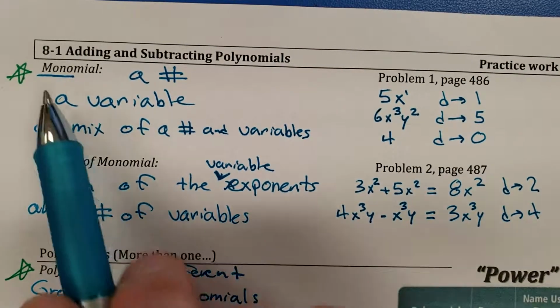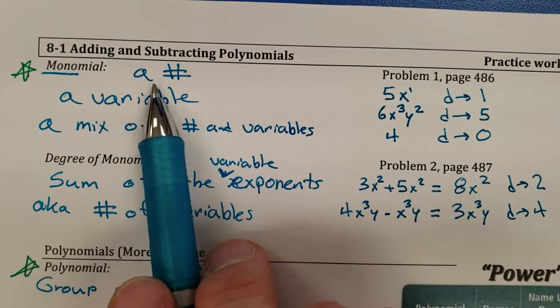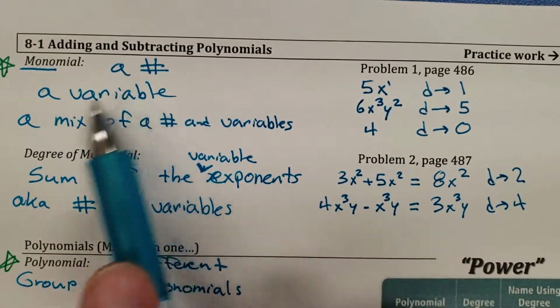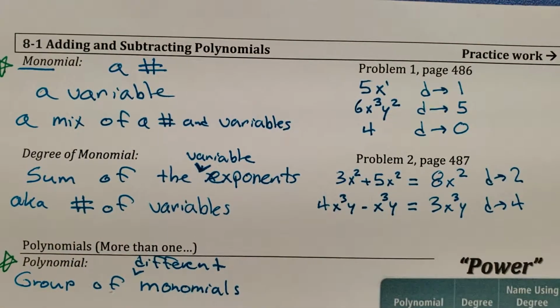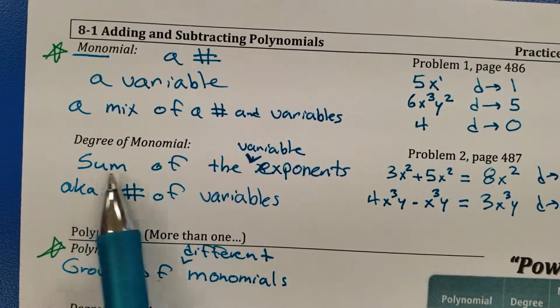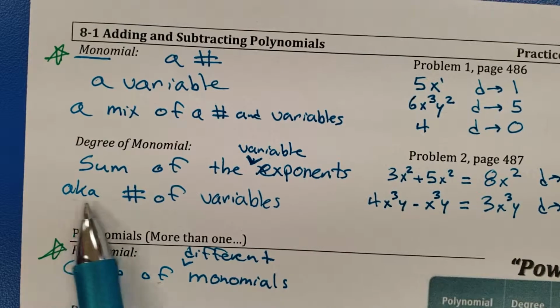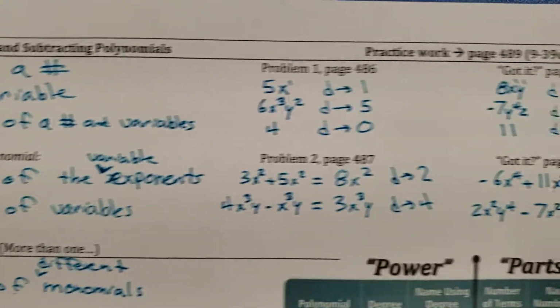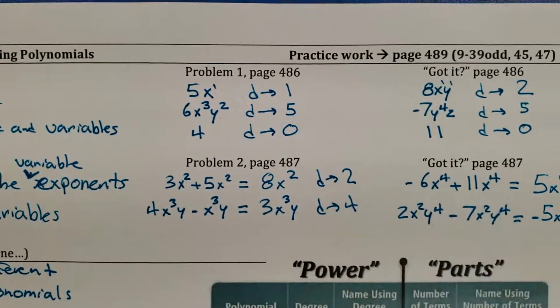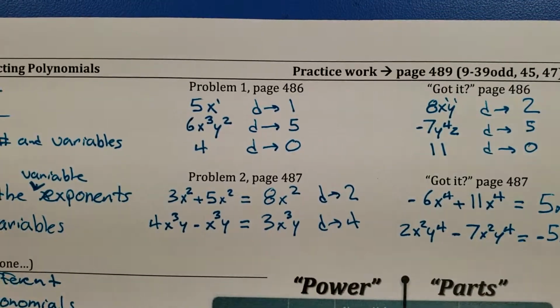So remember, a monomial, one thing all together, mixed, mushed up by multiplication. It could be a number, could be a variable, it could be a mix of numbers and or variables, or sometimes just variables. And then the degree, again, that's the sum of the variable exponents, or I like to think of it as just the number of variables. Add up all the exponents, that would be the degree. Remember, numbers have no degree because they have no variables. Okay, that's problem 1 and problem 2.